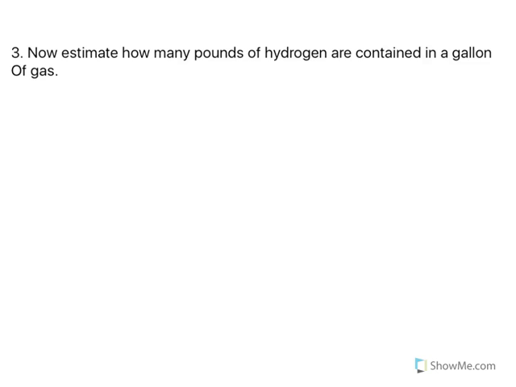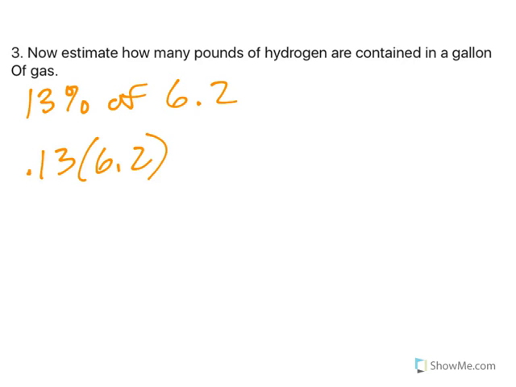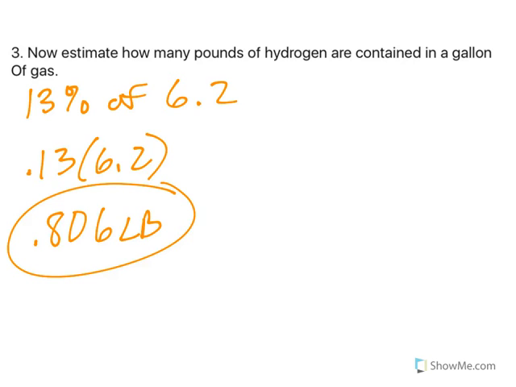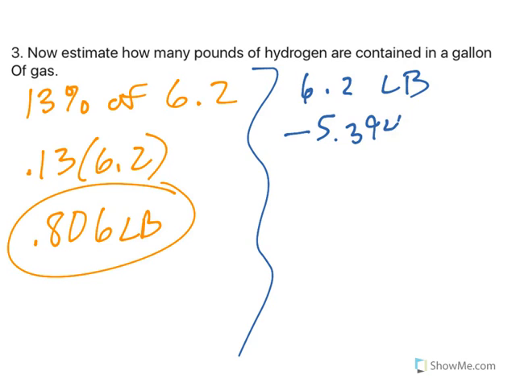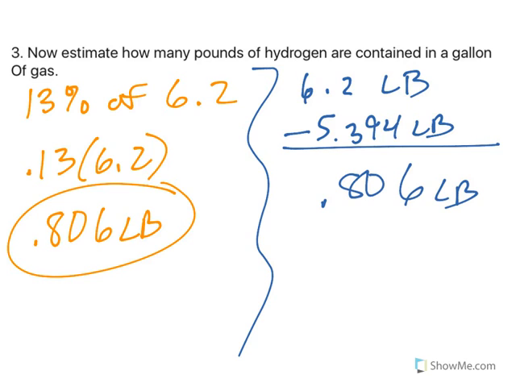Number 3, now let's estimate how many pounds of hydrogen are contained in a gallon of gas. Now there's 2 ways to do it. You could do 13% of 6.2. So 0.13 times 6.2, same way we did the carbon, and get an answer of 0.806 pounds. And that would be perfectly fine. Or you could have said, well, there's 6.2 pounds total, and we know that 5.394 pounds is carbon, and therefore we have 0.806 pounds. Either way, mathematically, you get the same answer. So this is kind of the setup to all of our carbon emissions problems.